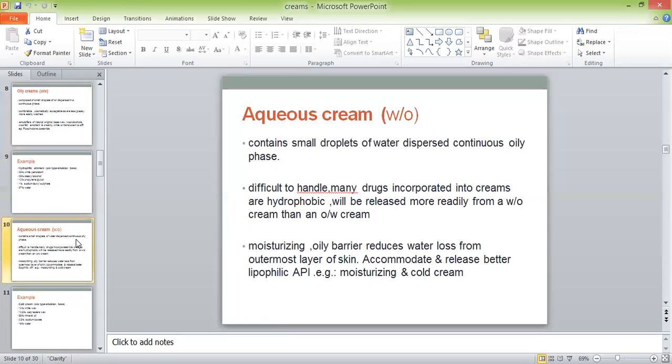And what are their uses? They are moisturizing. They will keep the skin moisturized. They will act as an oily barrier, and they will prevent the loss of water from the outermost layer of the skin, and they will accommodate and release the lipophilic active pharmaceutical ingredients. And examples include cold cream and moisturizing cream.